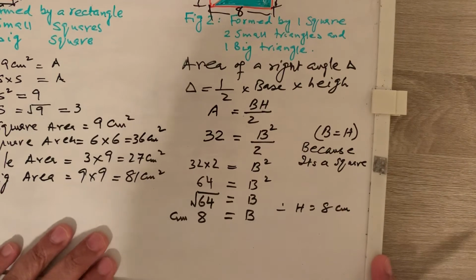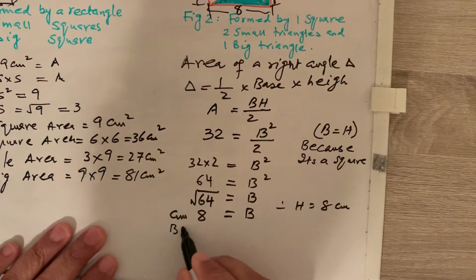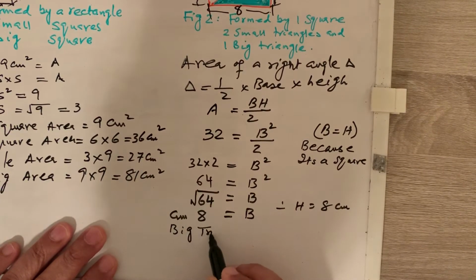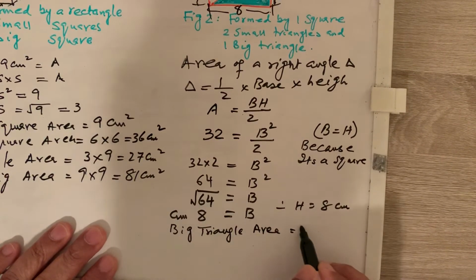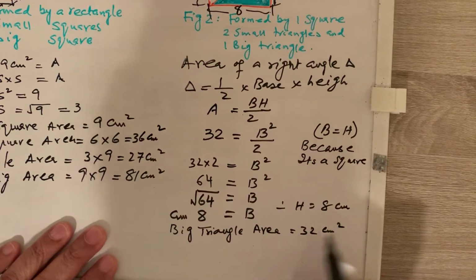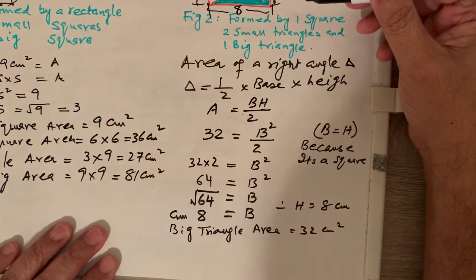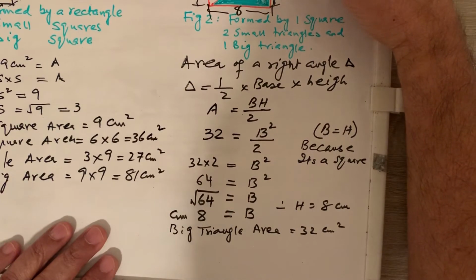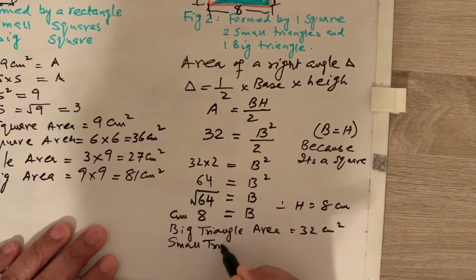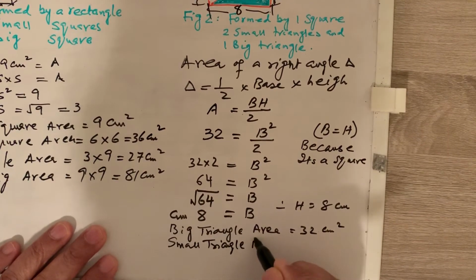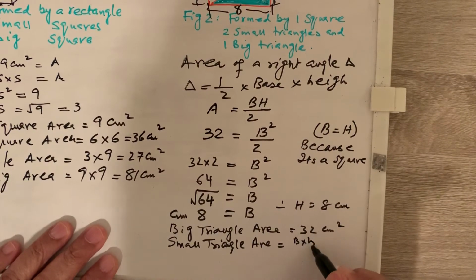So now I have to write down what is given. Big triangle area is given, right? The big triangle area, which was given, is 32 centimeters square. Now I have to find a small triangle, right? First we can calculate the small triangles which are here. So a small triangle area, you know, is BH over 2, so B times H divided by 2.